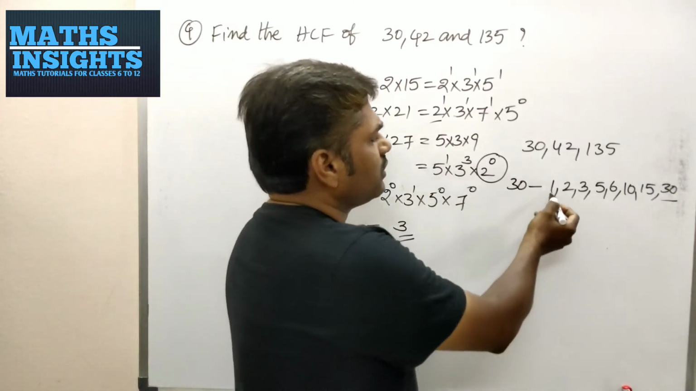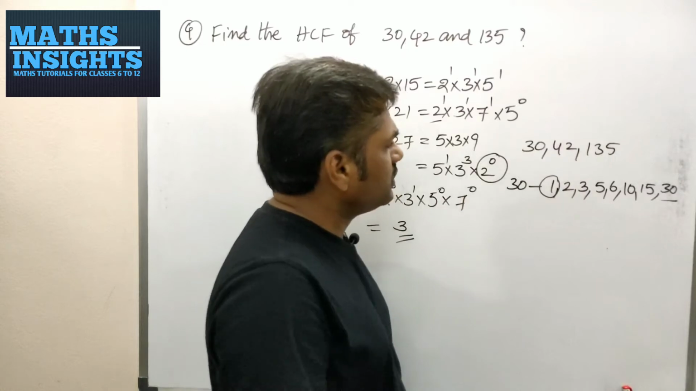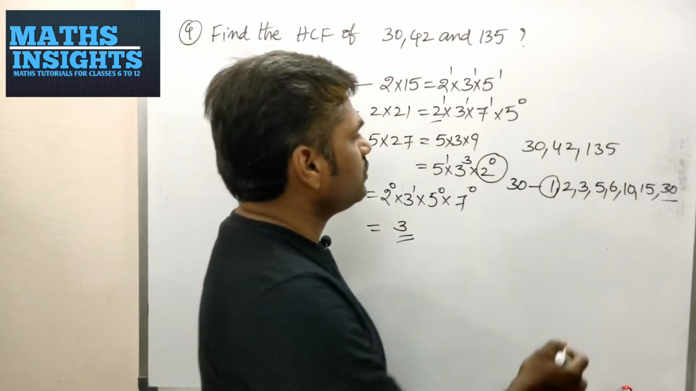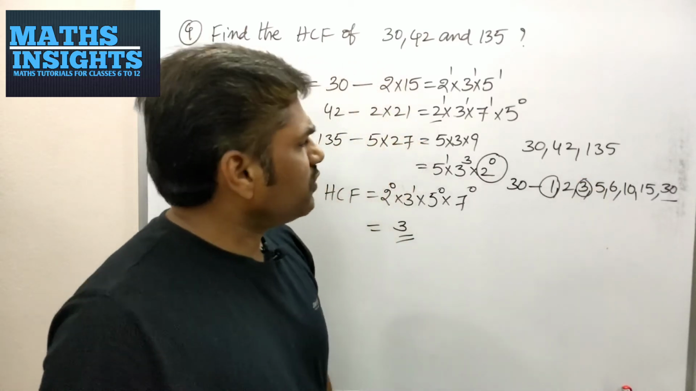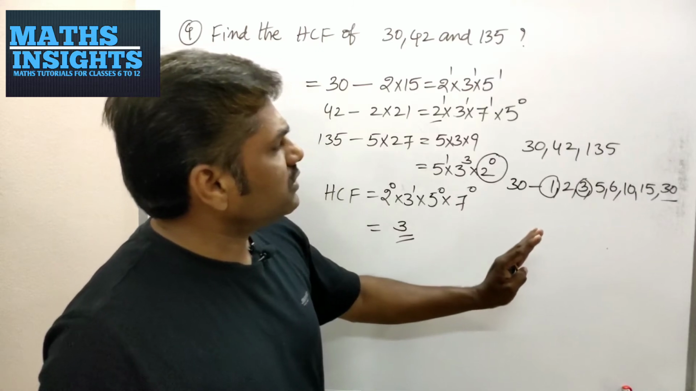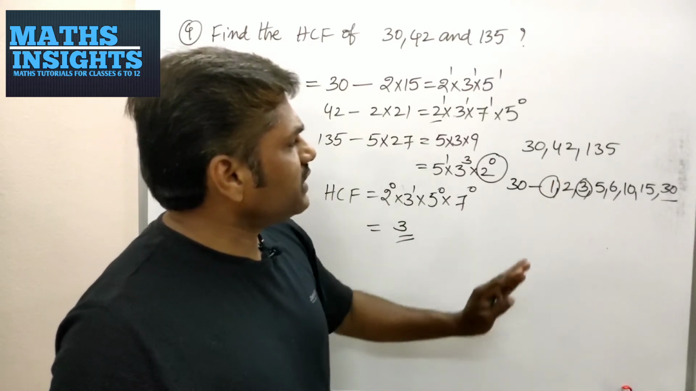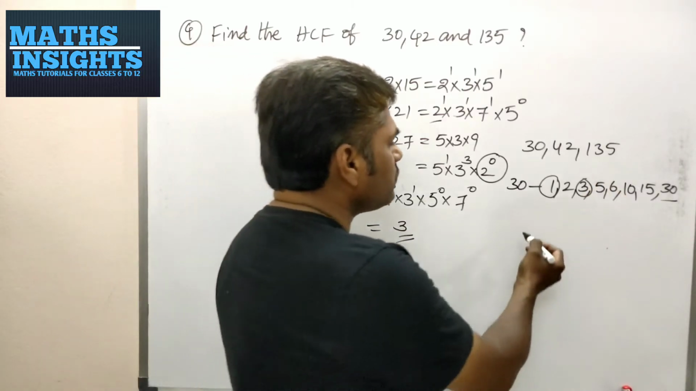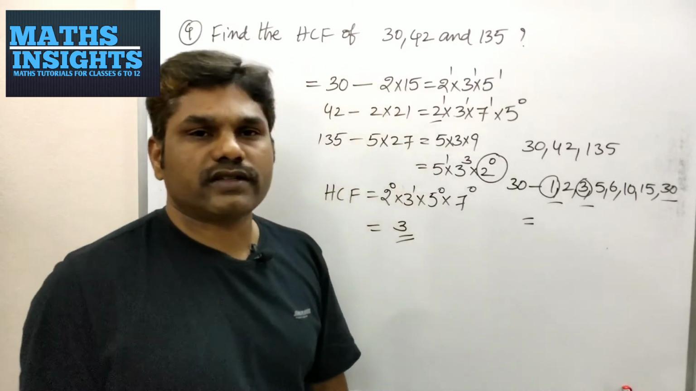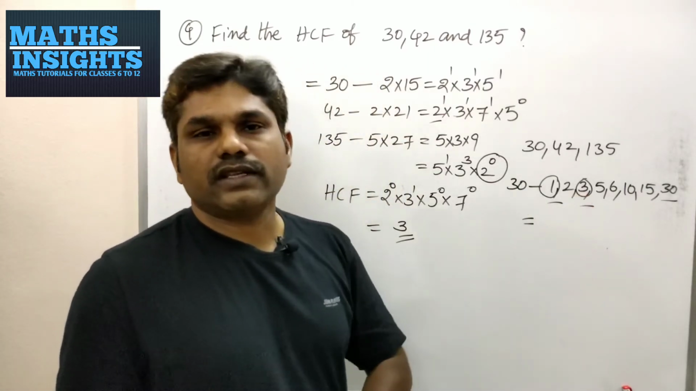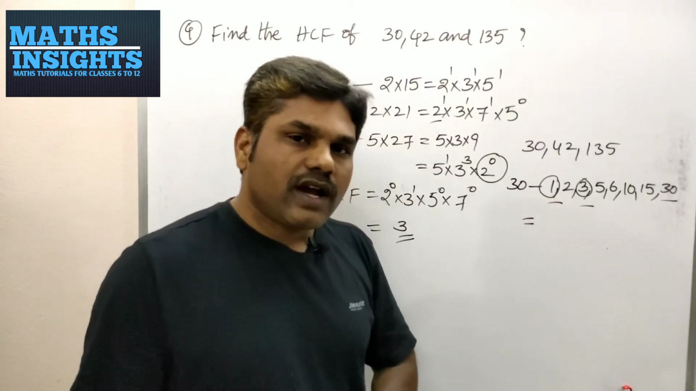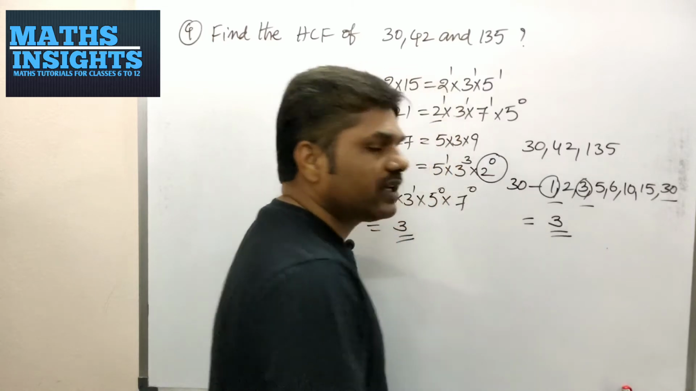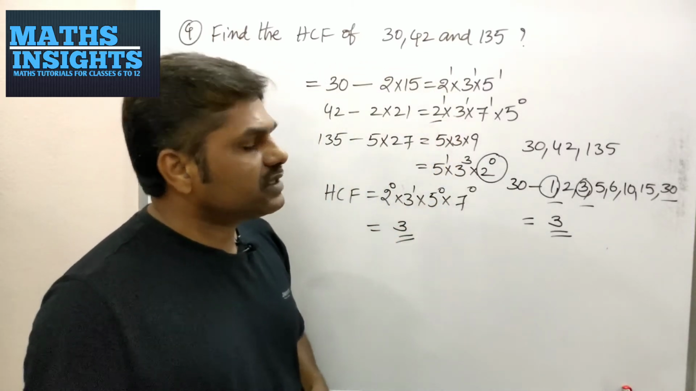If you observe, 1 is a common factor of all these, 2 is not, because it will not divide 42. 3 is a common factor of all these, 5 is not. 6 is also not, 10 is also not, 15 is also not, 30 is also not. So you find only two common factors, 1 and 3. Between these two, which is the highest common factor? 3. Therefore 3 is the HCF of these three numbers.